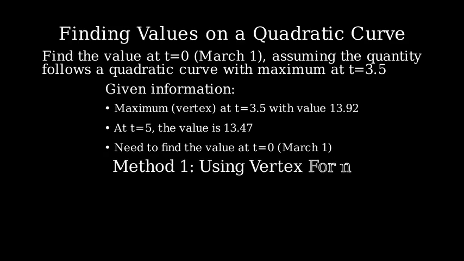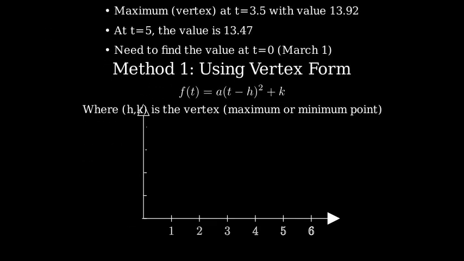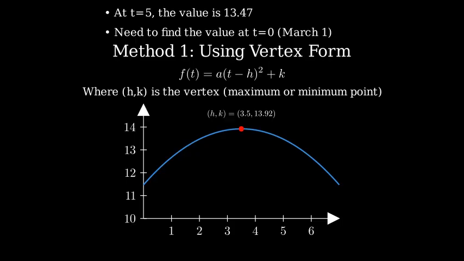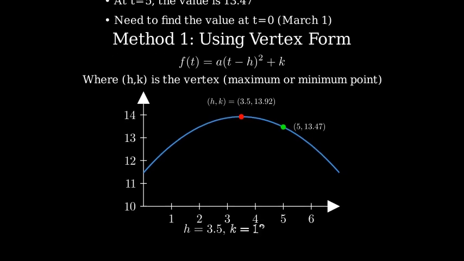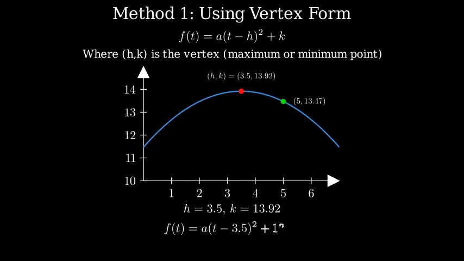First, let's use the vertex form of a quadratic function. A quadratic function in vertex form is written as f of t equals a times the quantity t minus h squared plus k. Here, the point h, k represents the vertex of the parabola. Let me illustrate what this means. Since we know the vertex is at t equals 3.5 with a value of 13.92, we can substitute h equals 3.5 and k equals 13.92 into our vertex form. This gives us f of t equals a times the quantity t minus 3.5 squared plus 13.92.